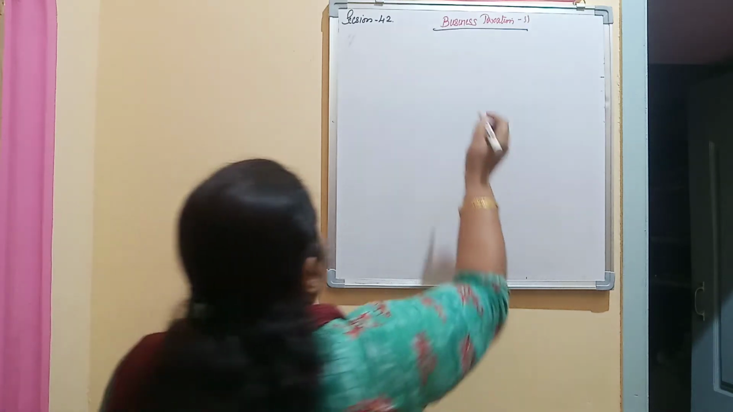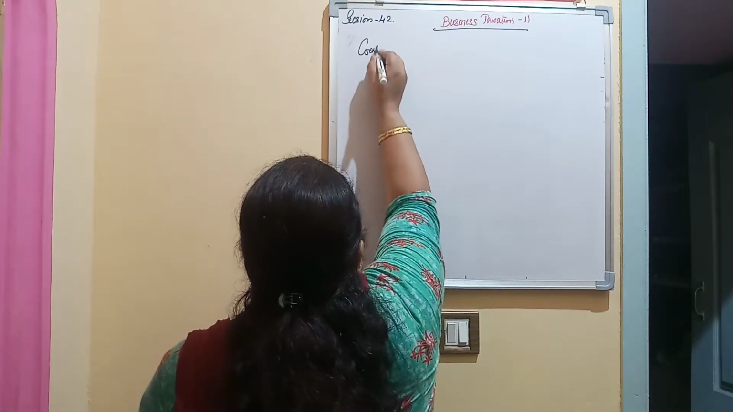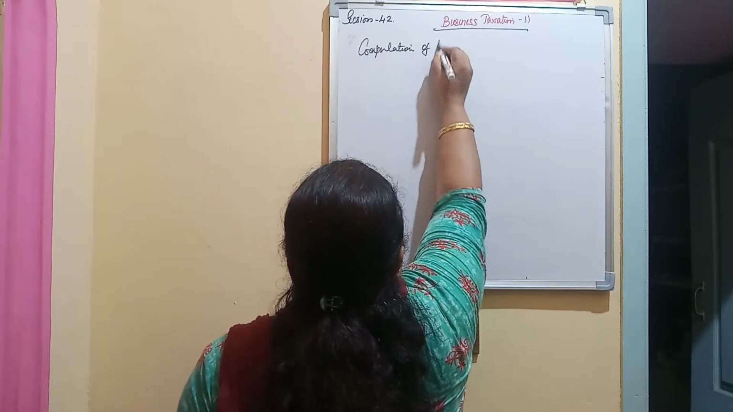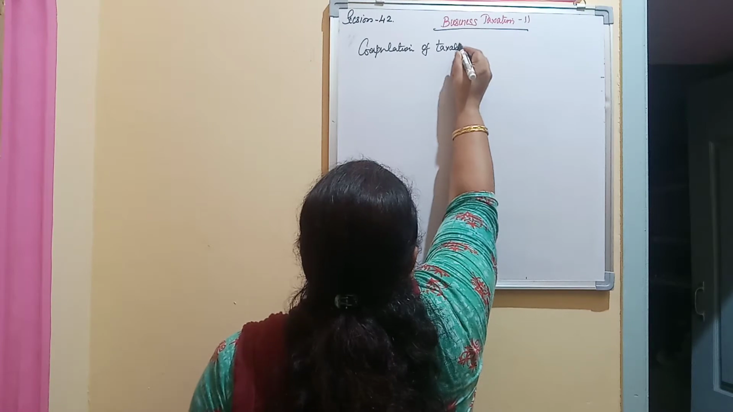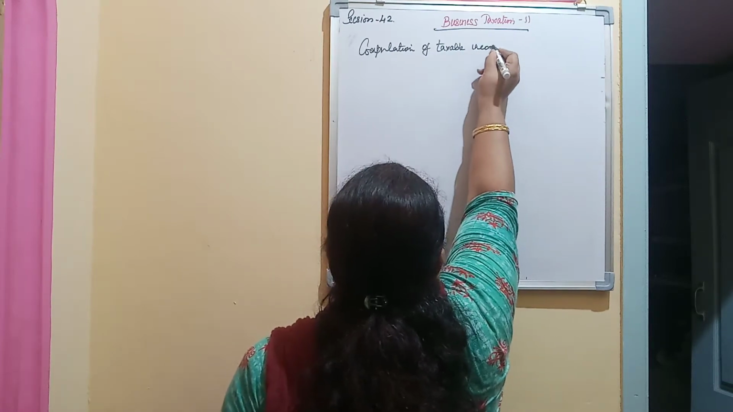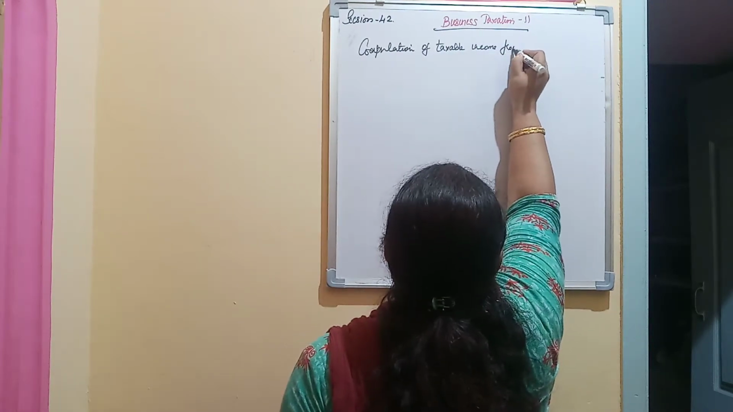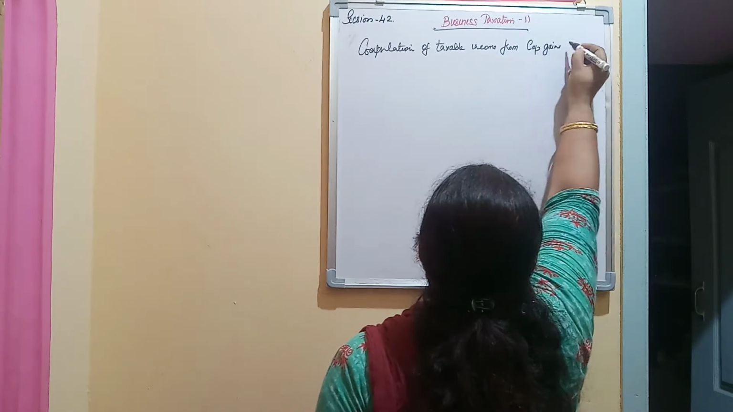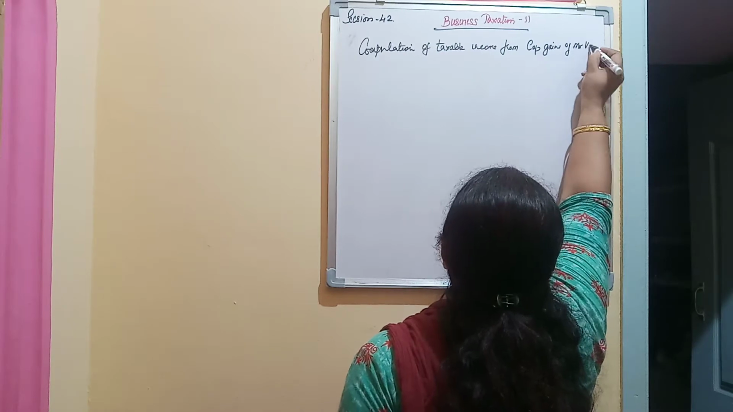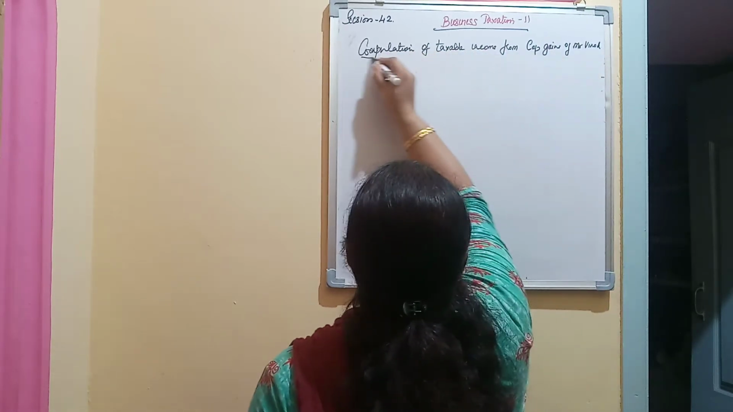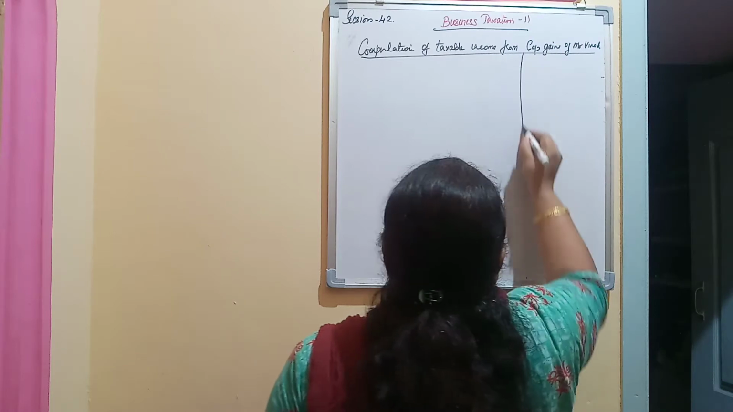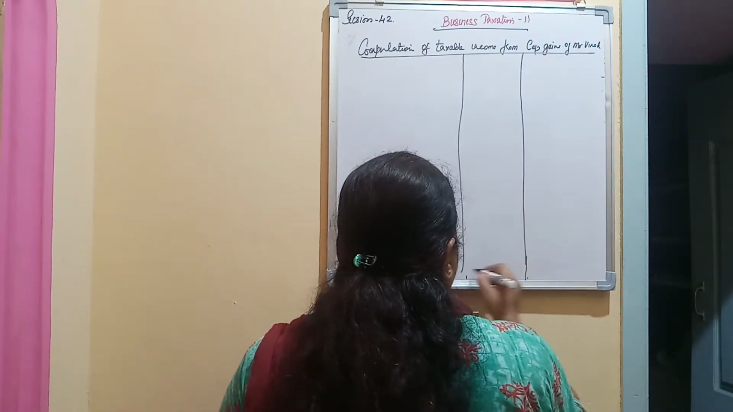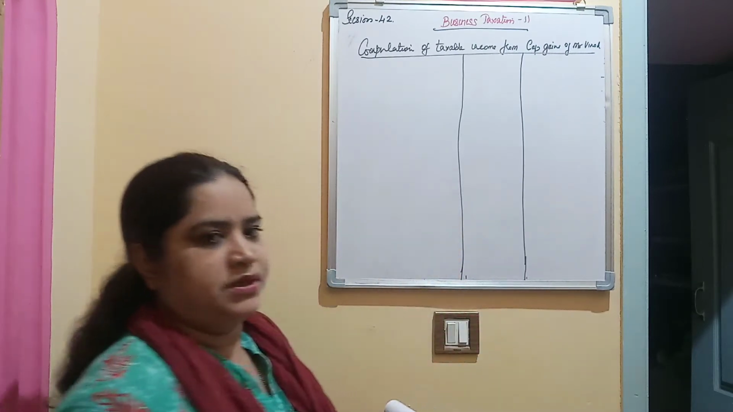So what I am supposed to do now is the computation of taxable income from capital gains of Mr. Vinod. Here I put one particulars column, and two amount columns are mentioned here. I shall start with the problem.